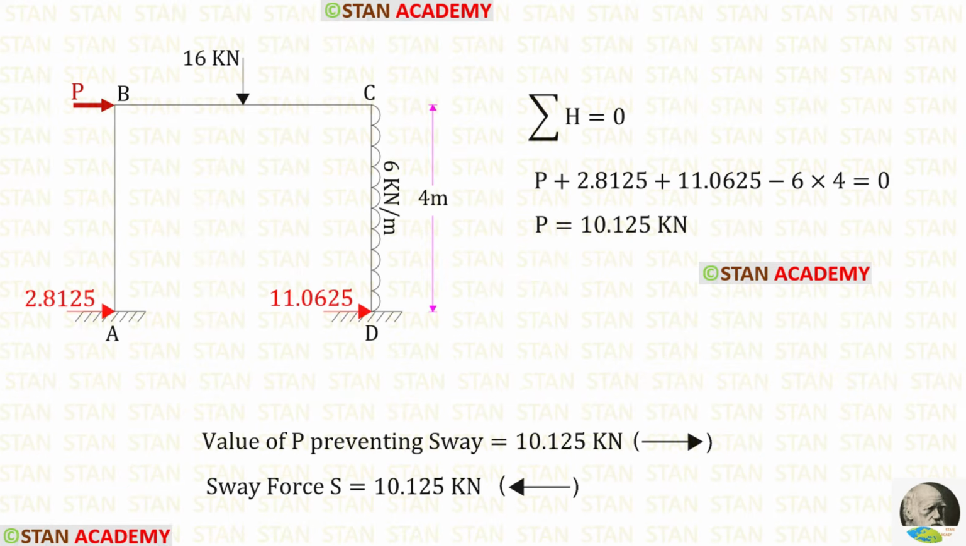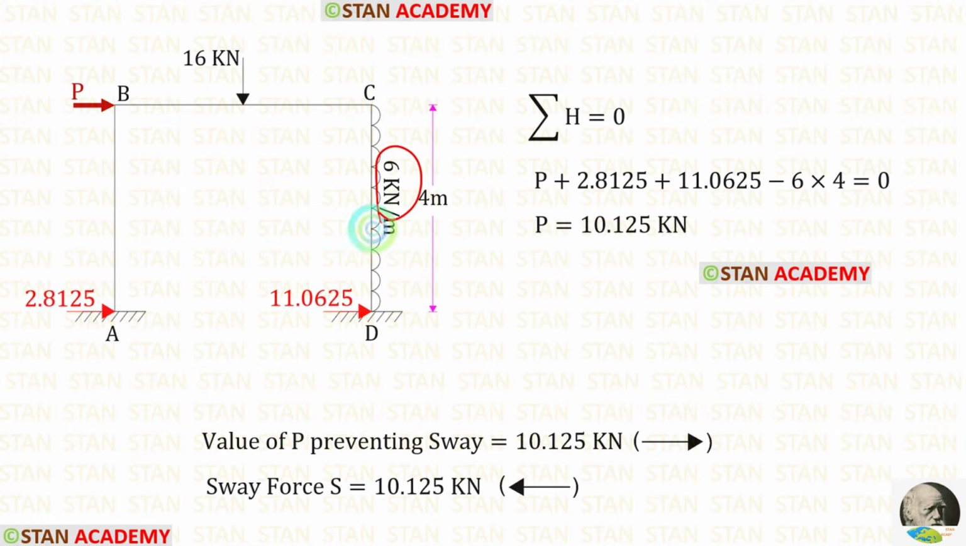In the frame, in the joint B, we have given a roller support. Now let us find the force P in the roller support. To find it, let us apply the rule sigma H is equal to 0. P and these two reactions are acting towards the right side, so all three of them are positive.